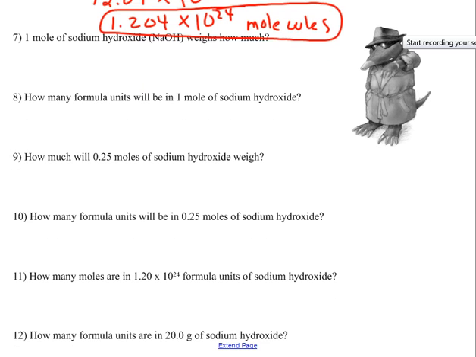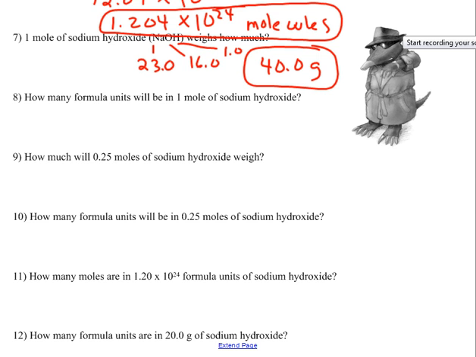Question number 7 says 1 mole of sodium hydroxide, NaOH, weighs how much? So consulting your periodic table, you will find that sodium weighs 23.0 to the nearest tenth, 1 oxygen weighs 16.0, and 1 hydrogen weighs 1.0. So adding all that up, you get 40.0 grams. So 1 mole of sodium hydroxide will weigh 40.0 grams.